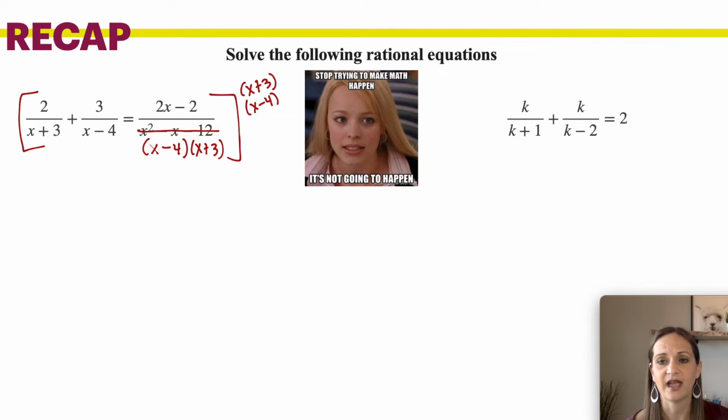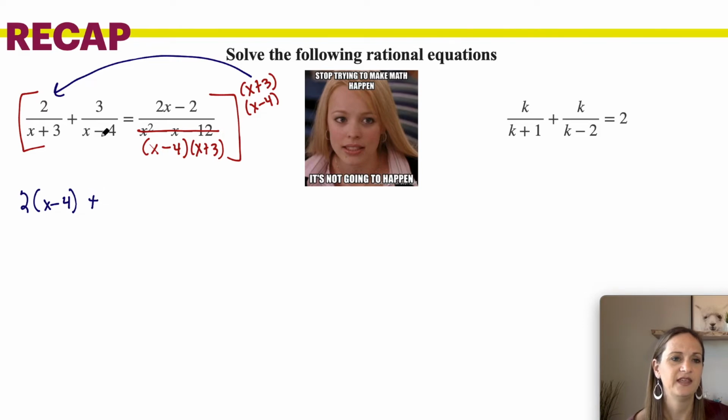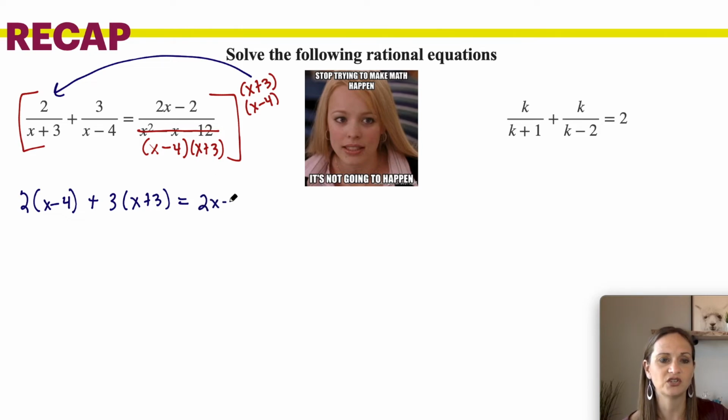So what's going to happen is when I distribute, the x minus 3 and x minus 3 cancel each other, leaving you a 2 times the x minus 4. Here in the second fraction, the x minus 4's cancel, leaving you a 3 times x plus 3. And in the last part, both the x plus 3 and the x minus 4 cancel each other, leaving you just your numerator. And now you have an equation that you can solve.